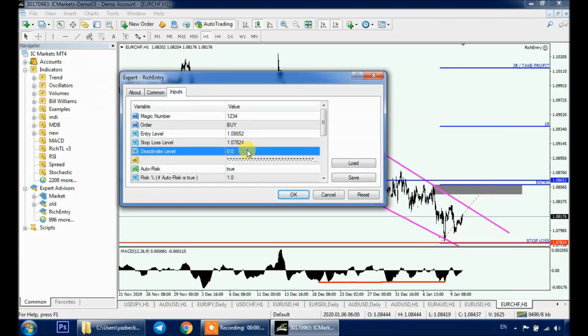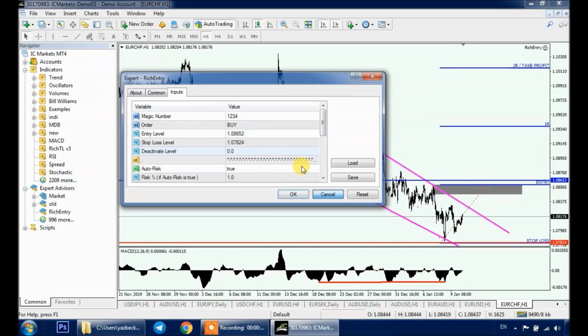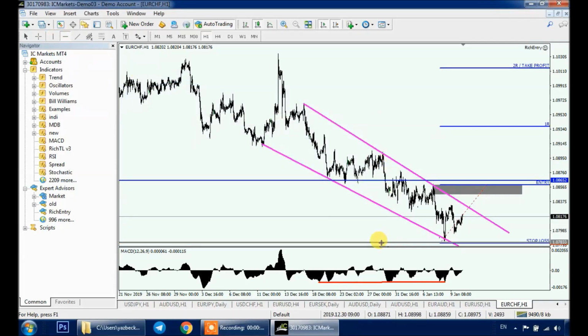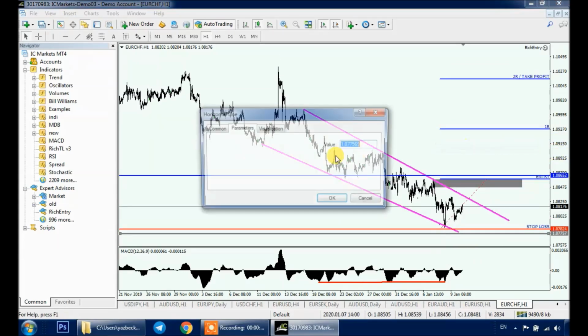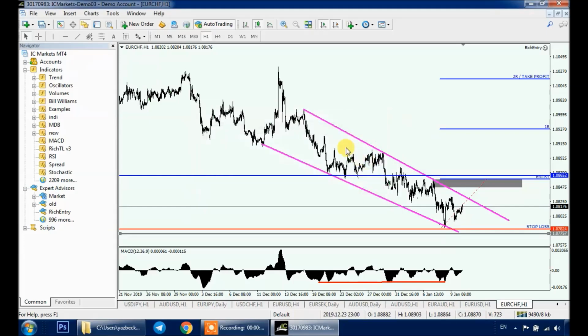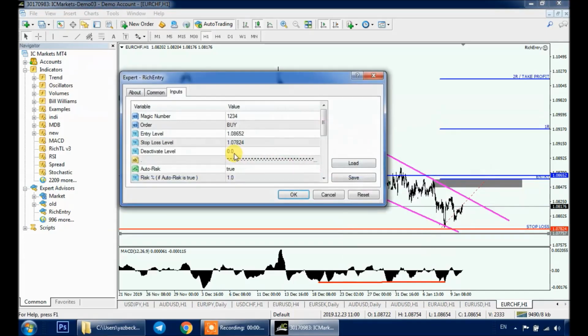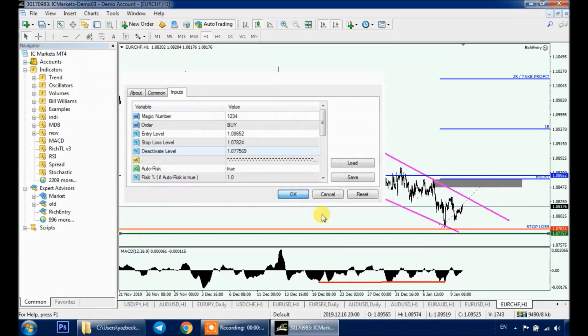Next we have deactivate level. This level is where our setup is no longer valid and the EA won't enter a buy if price reaches this level before breaking above our entry level. So in this case, let's say we want this level to be our deactivate level. We copy it and then we go to the settings and paste it here and click on OK.